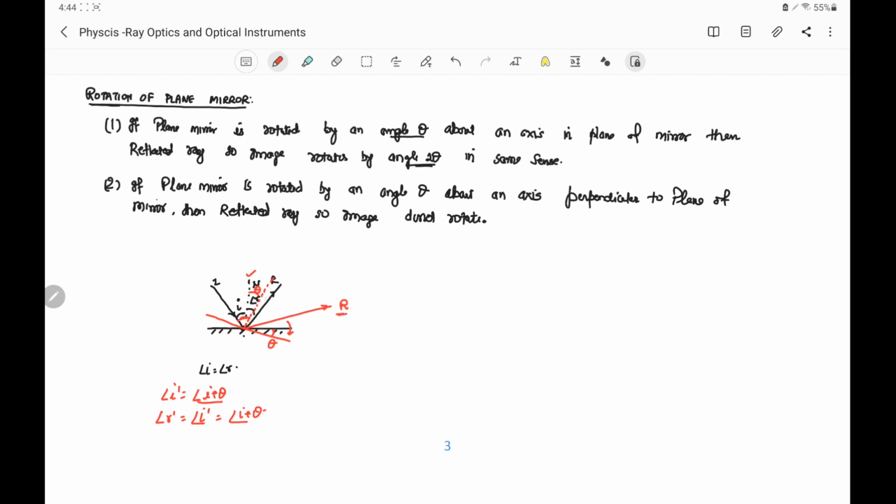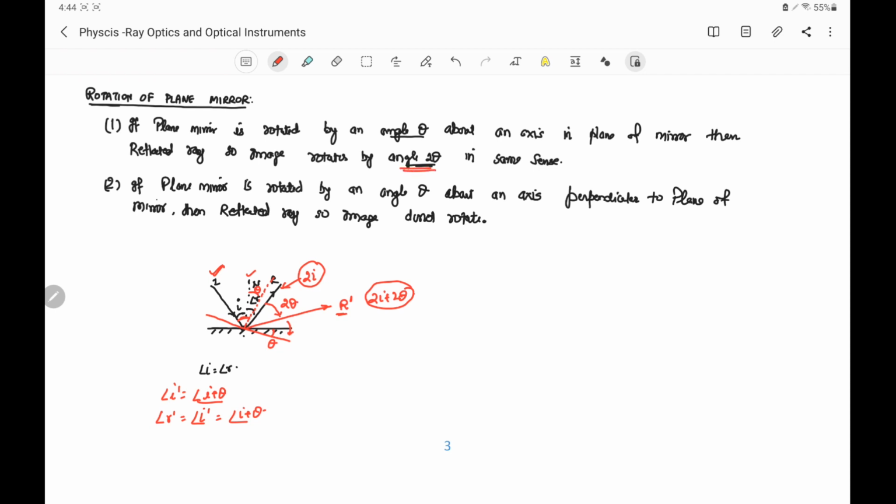And now, if we consider the total angle, this is the incident ray and this ray is the reflected ray. So angle between incident ray and reflected ray is 2i. While the angle between incident ray and the new reflected ray r dash will be i plus theta and i plus theta, that is 2i plus 2 theta. Therefore, we can say that the rotation of the reflected ray is clockwise because mirror is rotated clockwise, and this angle of rotation of the reflected ray will be 2 theta, which we have mentioned here.